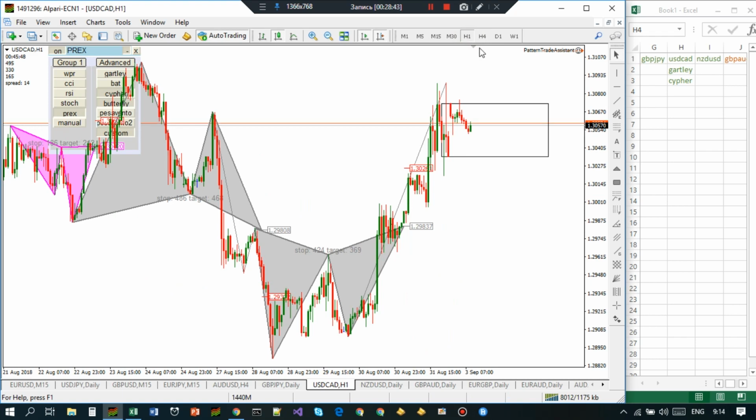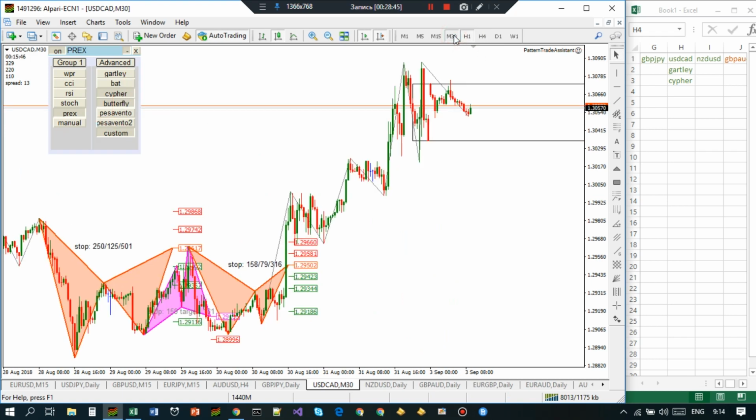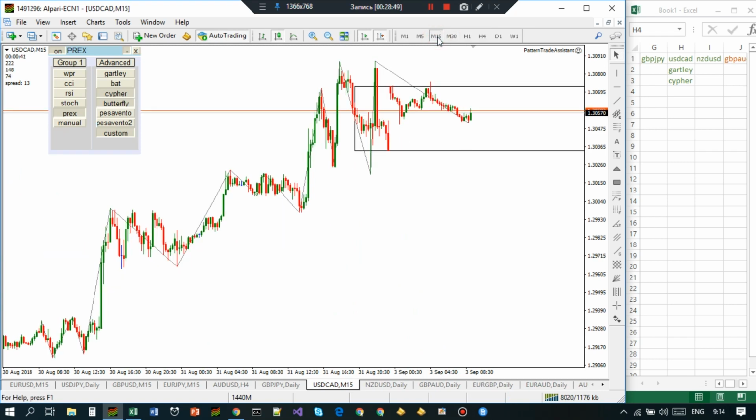Okay, so what we have on 1 hour is nothing, 30 minute nothing, and 15 minute we have nothing. The gap is better seen here. So you see this, and you see the open price next.